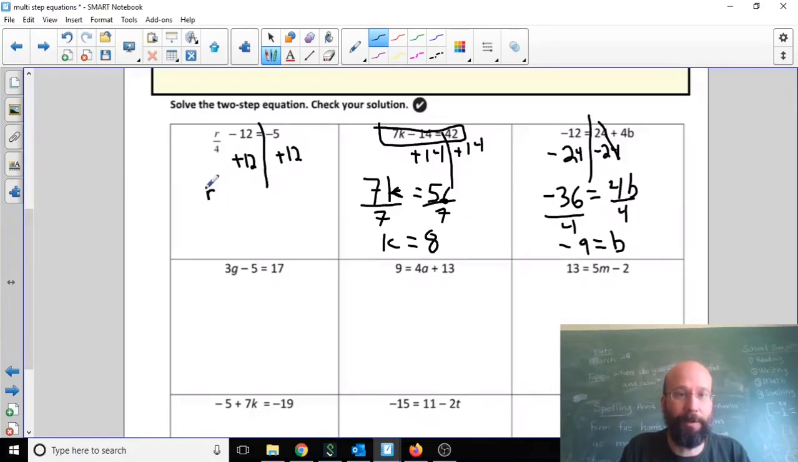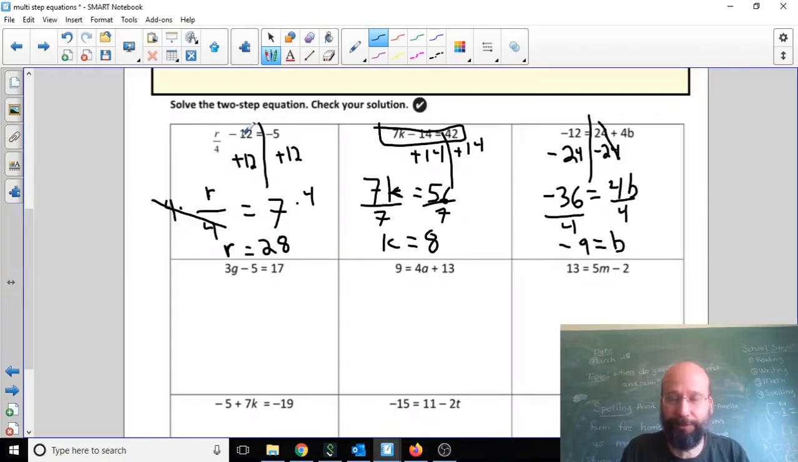Over here we have r divided by 4. And over here, negative 5 plus 12 is 7. So now we have a division left over, r divided by 4. To move the bottom number of a fraction to the other side, it's multiplication. The opposite of division is multiplication. So this becomes 1, and we just have r equals 28.